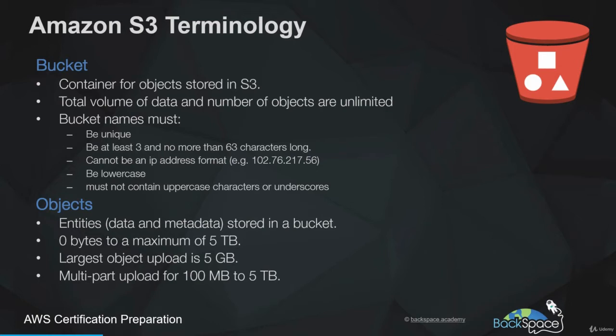Objects, so we've already uploaded objects to a bucket before. We know that they're the entities that can go into a bucket, and they consist of data, but they can also have metadata attached. The size of an object can be anywhere from 0 bytes to a maximum of 5 terabytes. But you need to consider that the largest object that you can upload in one part is 5 gigabytes. So if you want to upload something that's 5 terabytes, you're going to have to use a multi-part upload to do that. And that's recommended for anything from 100 meg up to the maximum of 5 terabytes.